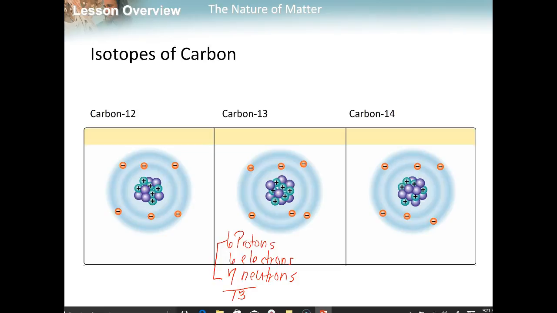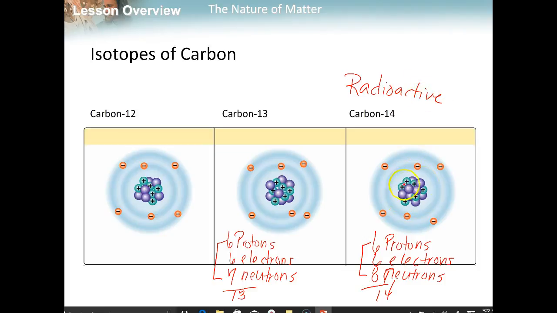In carbon-14, we're going to have 6 protons. We're going to have 6 electrons. But when we count our neutrons, we're going to have 1, 2, 3, 4, 5, 6, 7, 8. We're going to have 8 neutrons, excuse me. And when we add these two together, it's going to be 14 for its atomic mass. Now, this is radioactive.